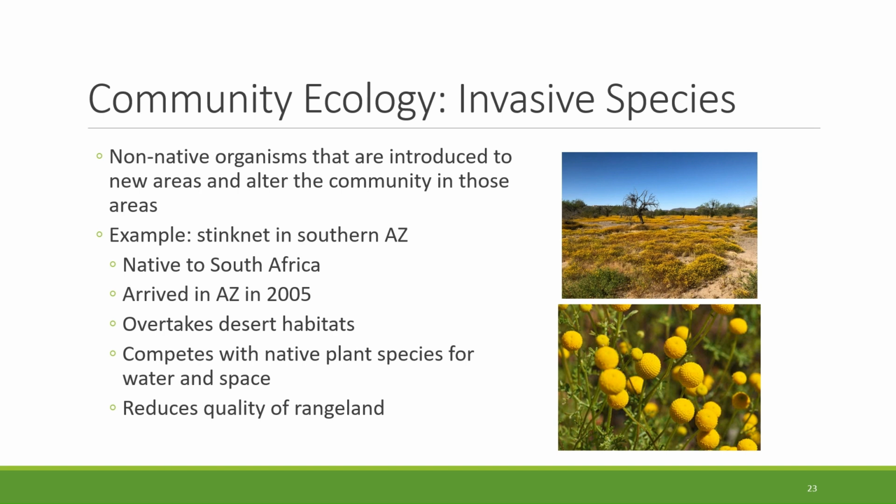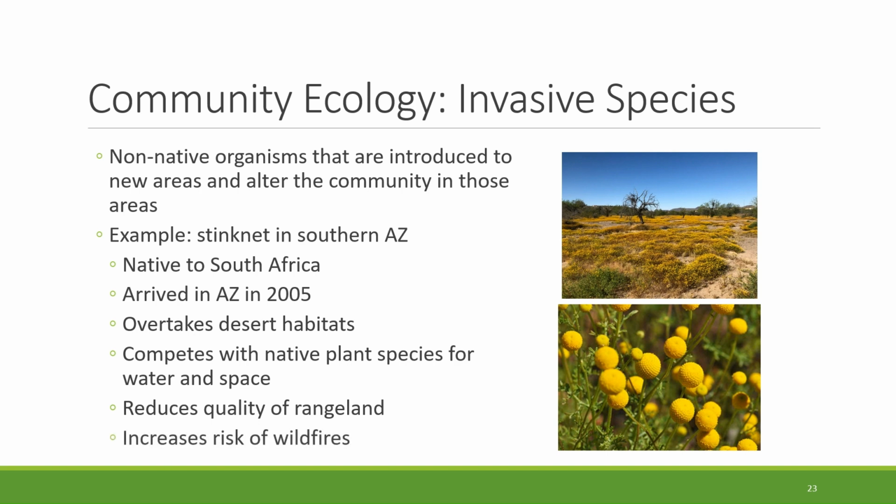It also reduces the quality of rangeland used for raising cattle because livestock don't like to eat stinknet. The stinknet will choke out other plants that the livestock would eat, but the livestock won't eat the stinknet itself. And that leaves less foliage for the livestock to subsist on.